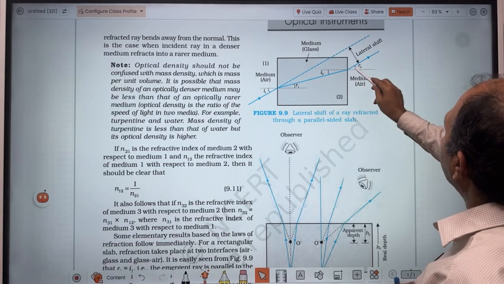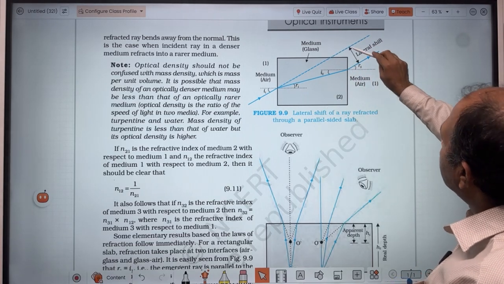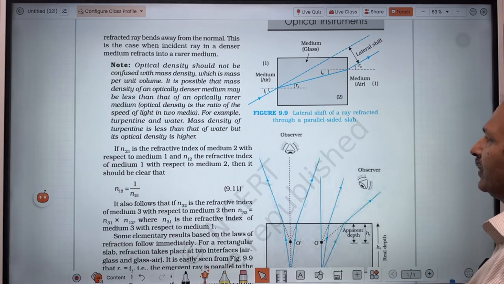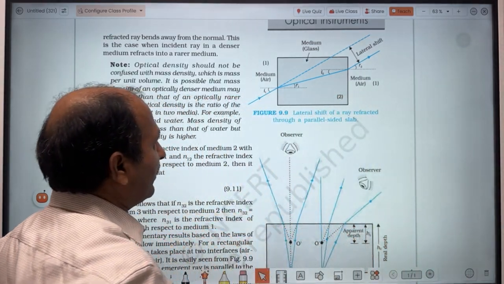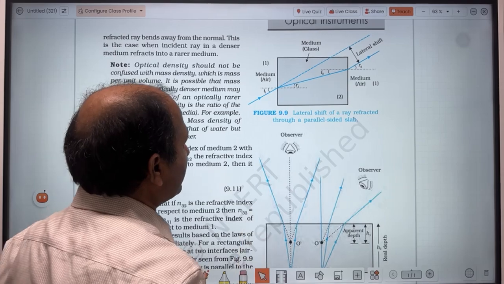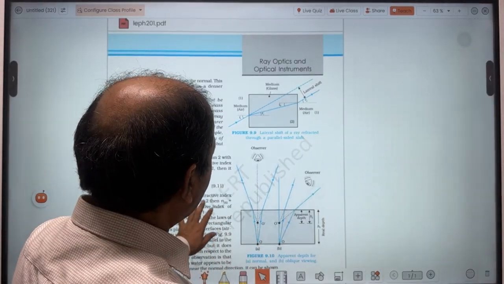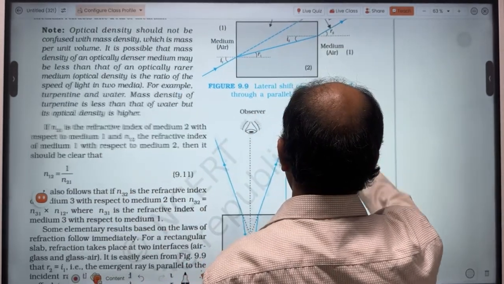And now at this point again, it will go like this. This will become parallel to the incident ray. So this shift is called lateral shift. This can be calculated mathematically, but it's not given in your syllabus, so I'm not going to explain. For competition purposes, you have to study the relation.